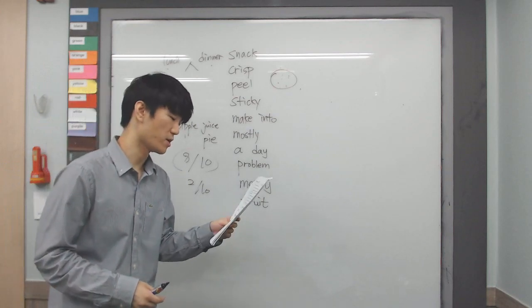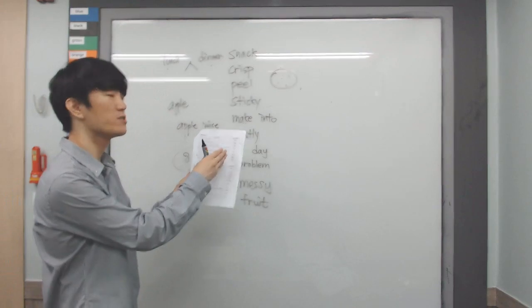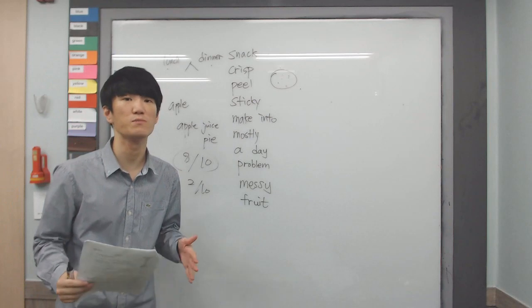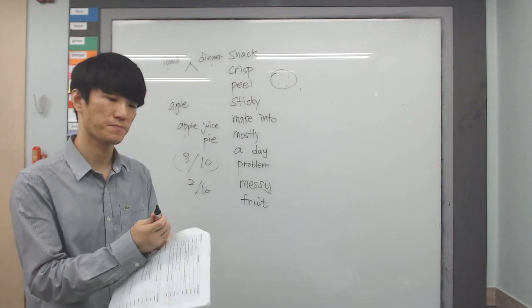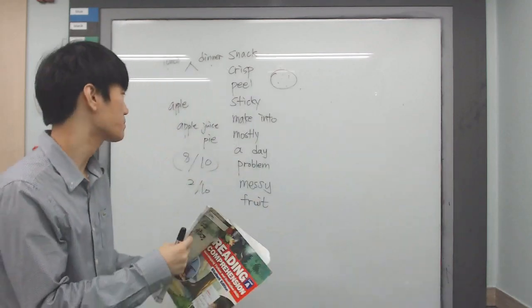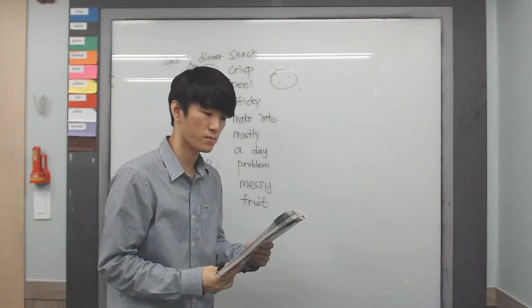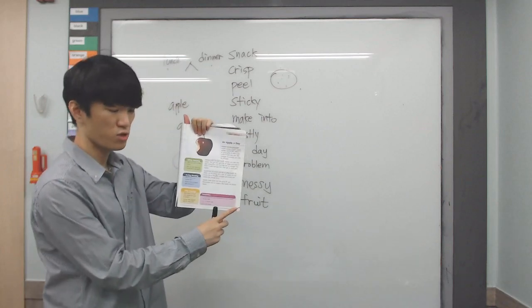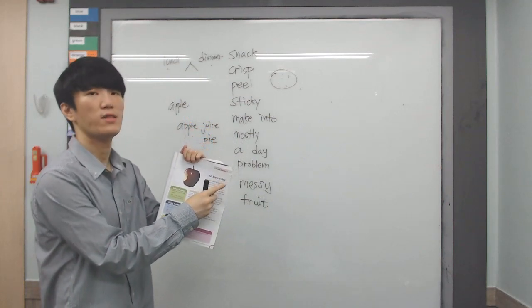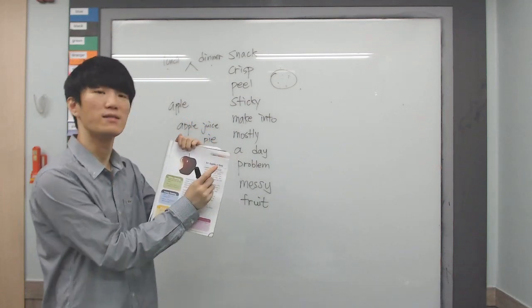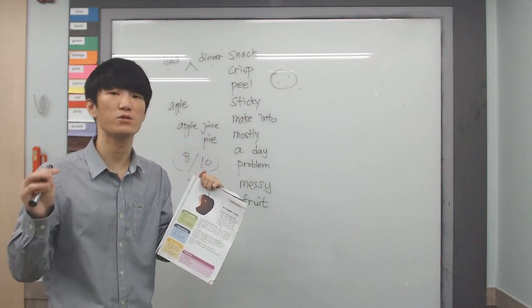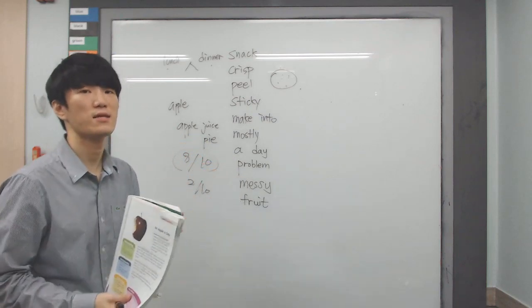So right now we have studied all this vocab. So let's move on to our student book, page 25. So look at this page 25. Today's story is on apple all day. So what did I say? What is all day? All day is every day. Monday, Tuesday, Wednesday, every day. 7 days a week.